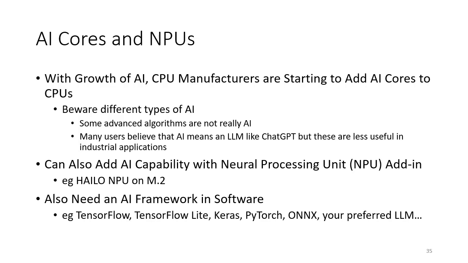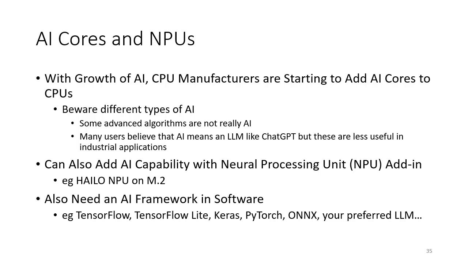Another possibility is you can also have an external AI capability with a neural processing unit, or NPU. So this could be an add-in board. For example, there's a Hailo NPU, which is available as an M.2 add-in. So you can add that to an industrial PC that's got an available M.2 slot.